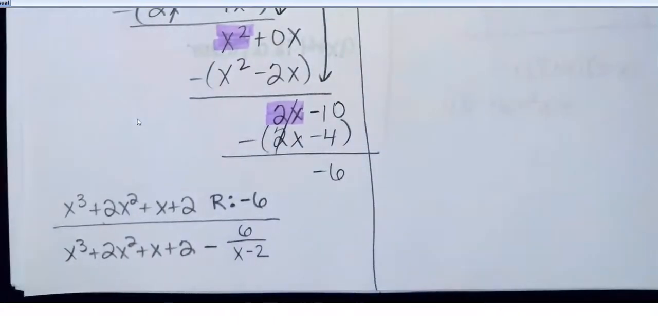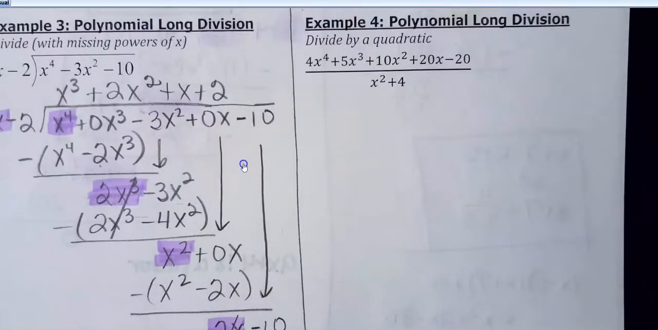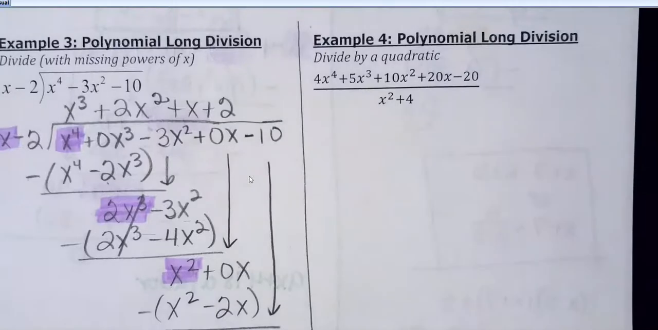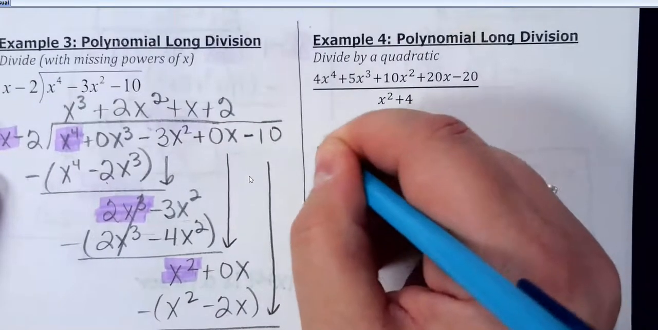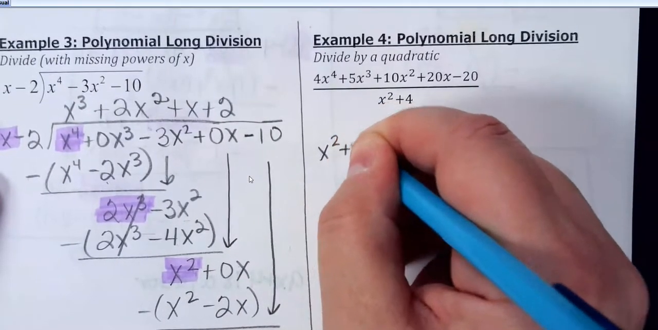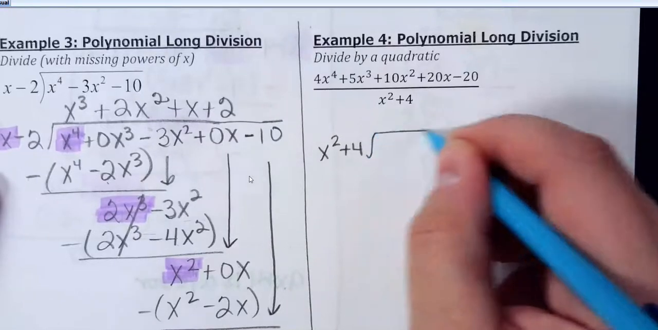Does anybody have any question? I'm going to do one more here. Now, the last one, I have a higher power of x on the outside. So it's x squared plus 4. And this one's going to be kind of weird as we go through it. So I'm going to put x squared plus 4 on the outside, the denominator there.